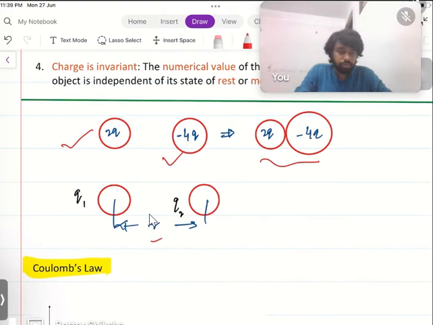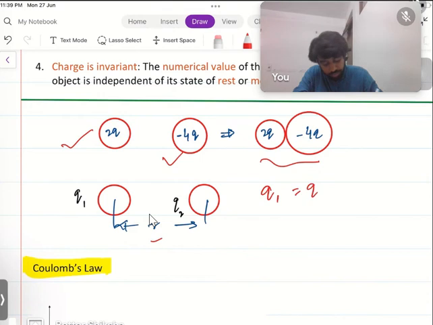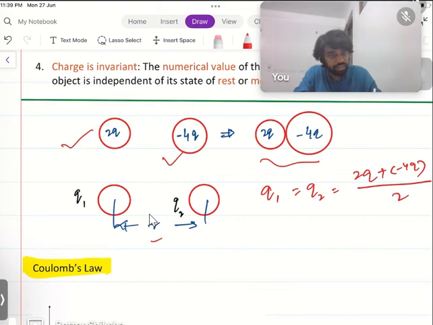Now, of course, due to the interaction between these two bodies for a particular instant of time, the new charges on both bodies become equal, q1 equal to q2, that is the average charge of the individual bodies. This is 2q plus minus 4q divided by 2. This is the average value, right? So you can easily calculate it.